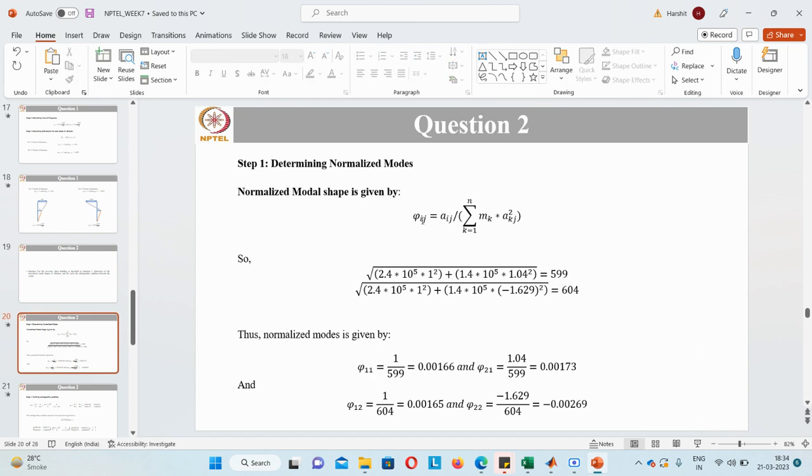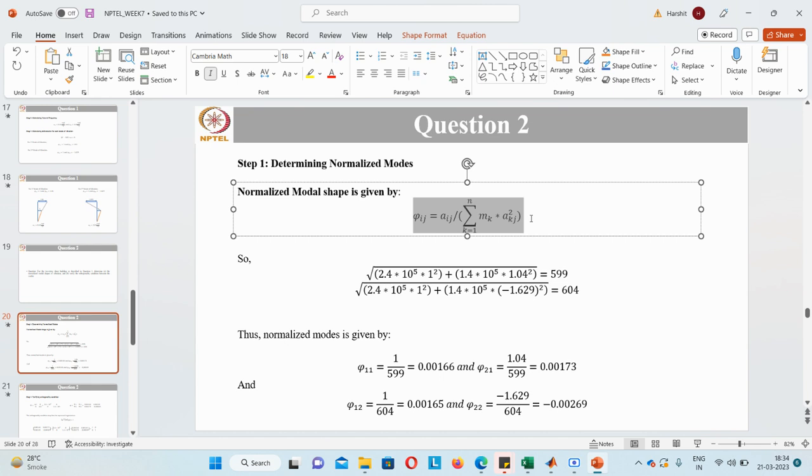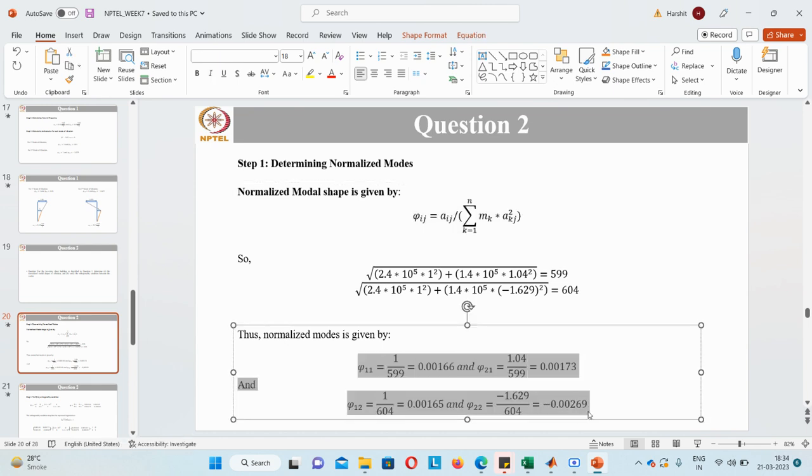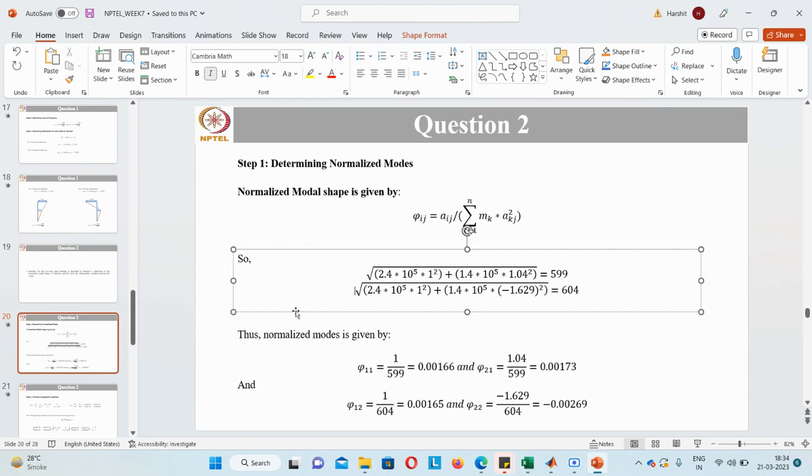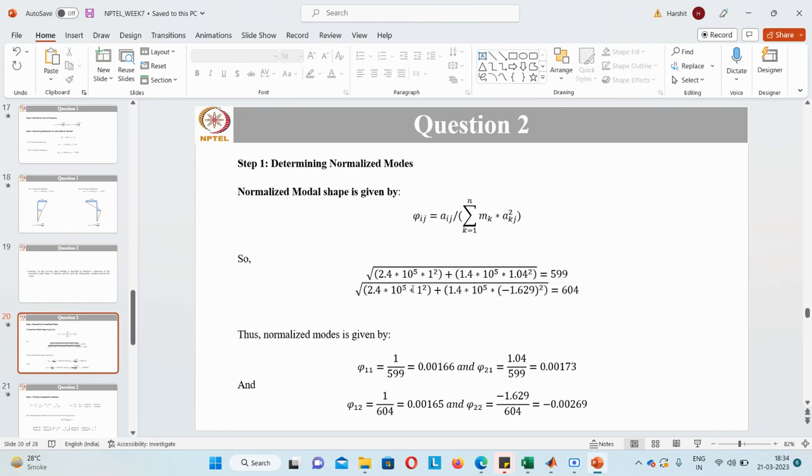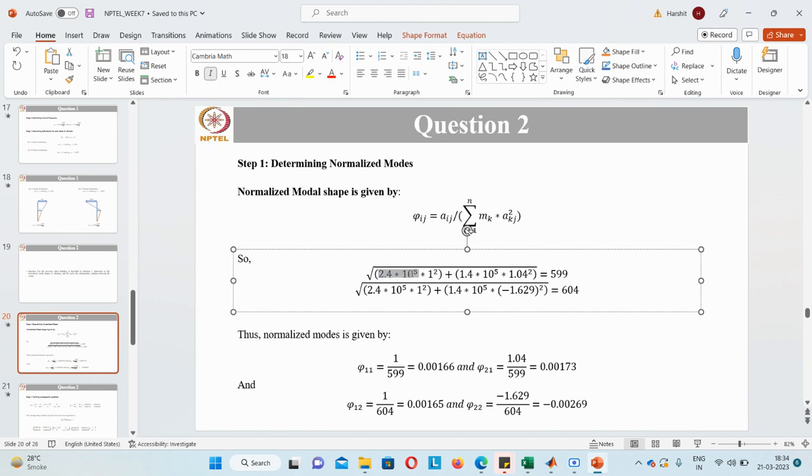So this is a generalized equation, and based on this generalized equation we can obtain the normalized mode of vibration. Before obtaining that, we need to calculate the factor which helps us in normalization. So how did these factors come up? These factors came up depending upon the mass of the floor.